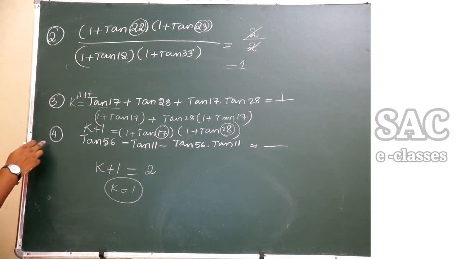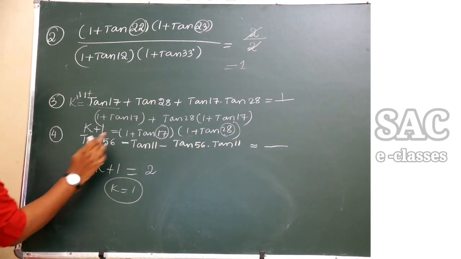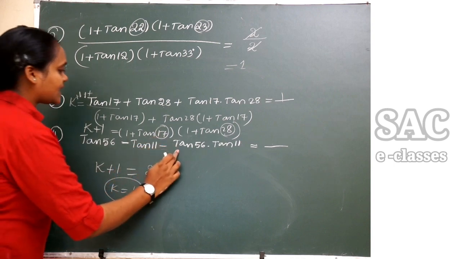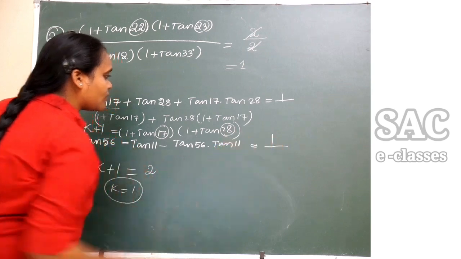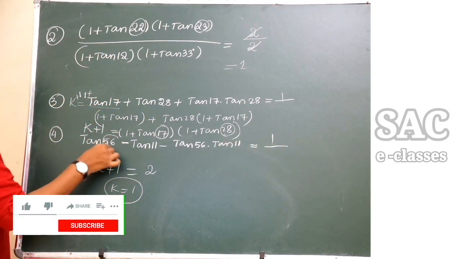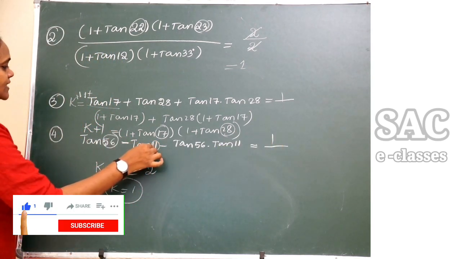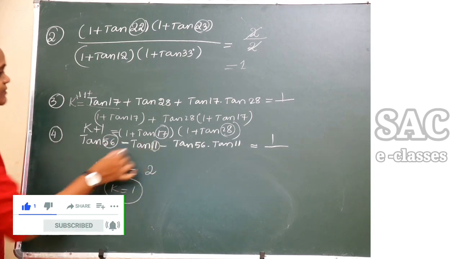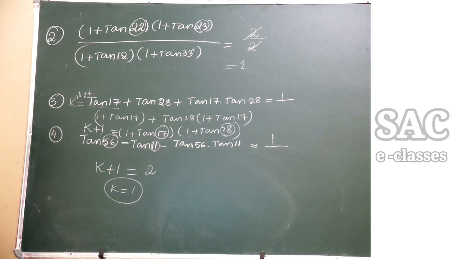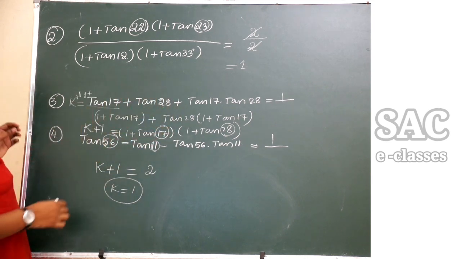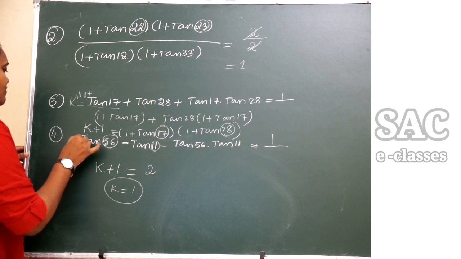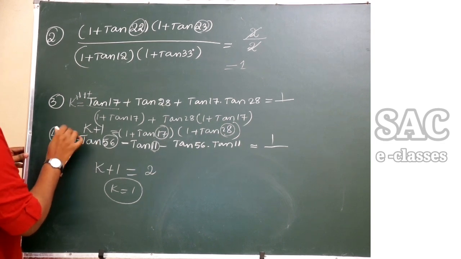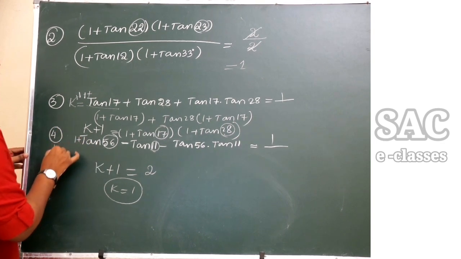Now look at the fourth problem. Tan 56 minus tan 11 minus tan 56 into tan 11, which value is also 1. How? See here 56 and 11. 56 minus 11, what is the value? It's 45, and tan 45 value is 1. But in what way can we do it? Let us add 1 on both sides by assuming it as k.